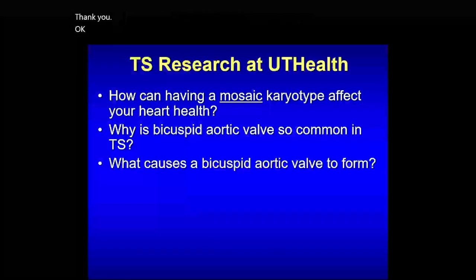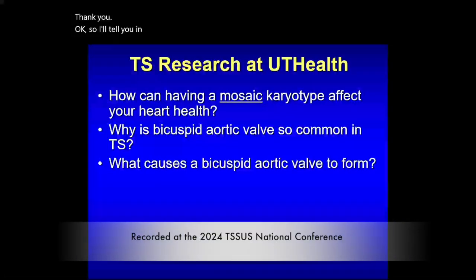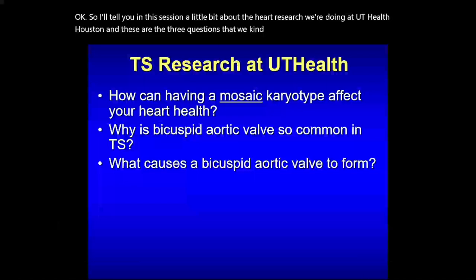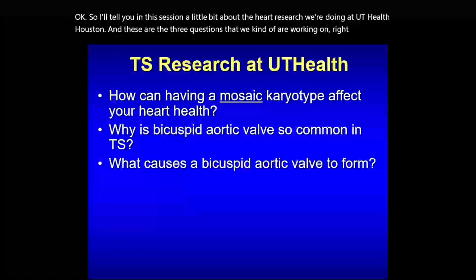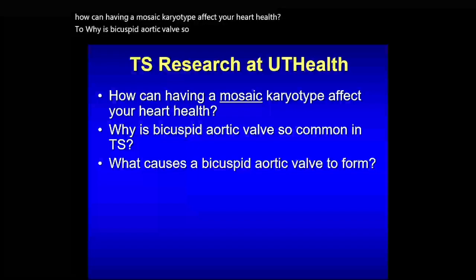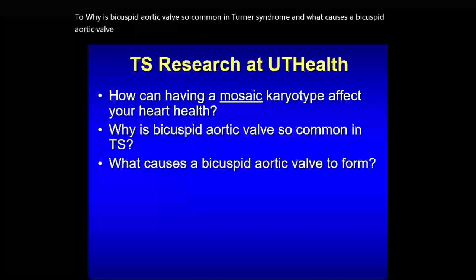So I'll tell you in this session a little bit about the heart research we're doing at UT Health Houston. And these are the 3 questions that we are working on right now. One, how can having a mosaic karyotype affect your heart health? 2, why is bicuspid aortic valve so common in Turner syndrome? And 3, what causes a bicuspid aortic valve to form? Those are the questions that people like you asked us, and we went and looked in the lab to find an answer.